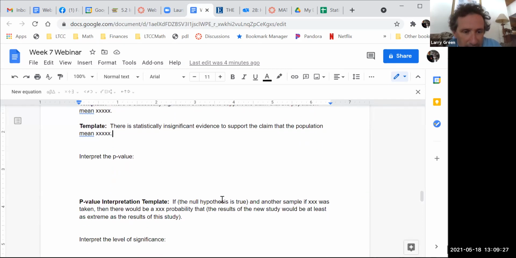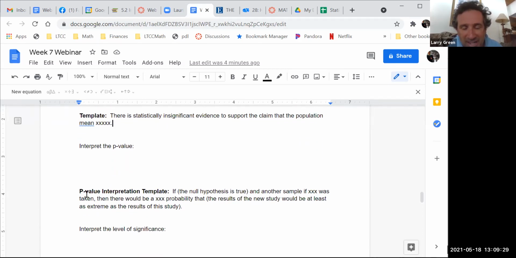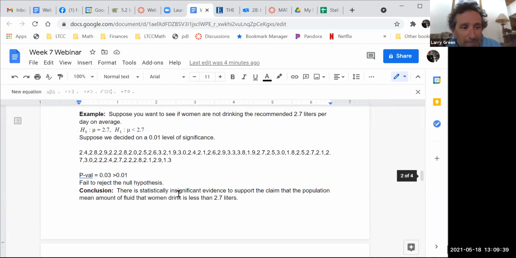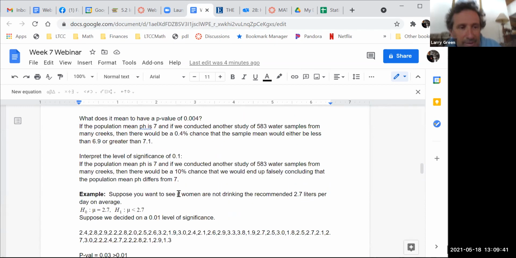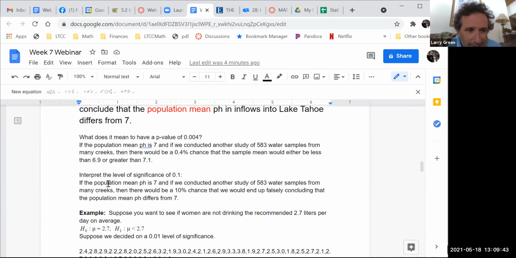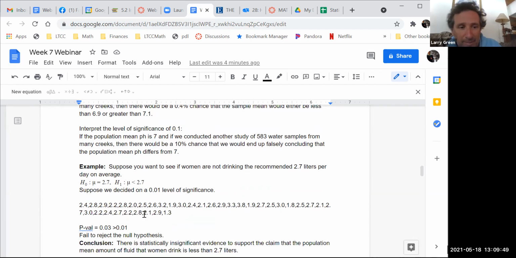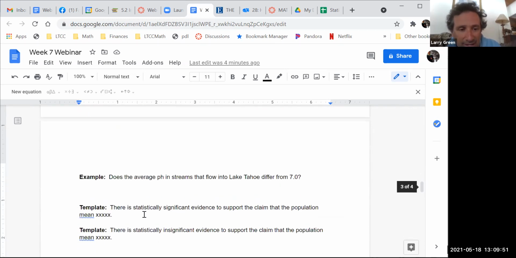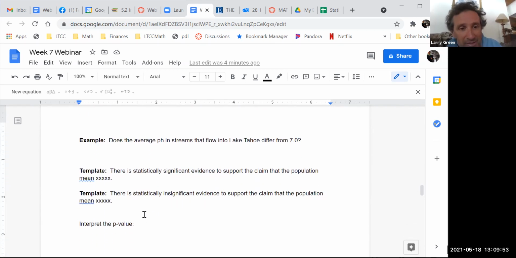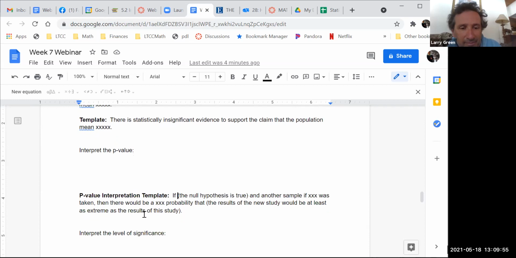Okay. Now the p-value interpretation template is: if, and I'm going to write the null hypothesis is true. You should not write the words "the null hypothesis is true." So if you look at what I wrote up here, for example, it is: if the population mean is 7, because that was our null hypothesis. Population mean pH is 7. So whatever the null hypothesis is, in words, you put that in.